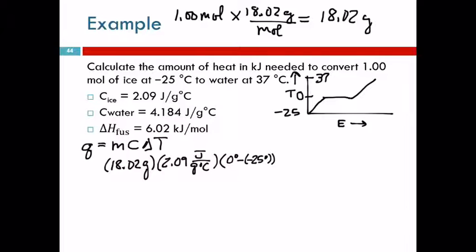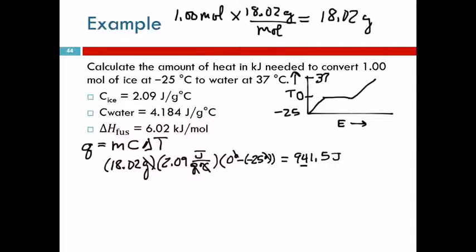18.02 times 2.09 times 25. So this is 941. That would technically have 2 sig figs. I'm going to carry a couple extras. And the unit is joule. The degrees Celsius cancel out, the grams cancel out. Any questions?